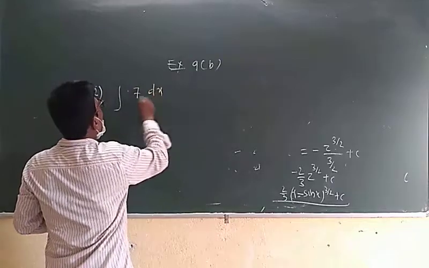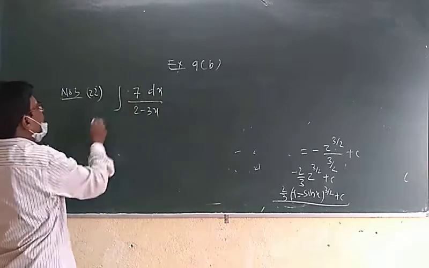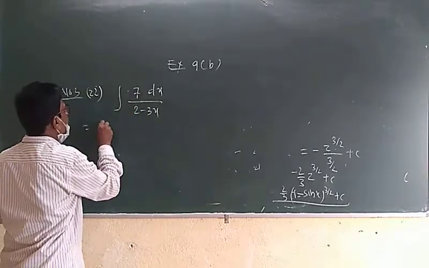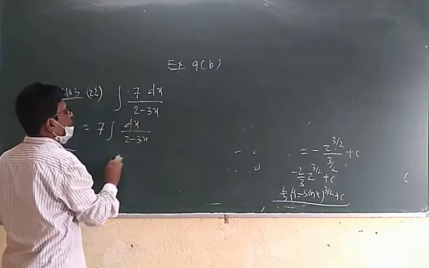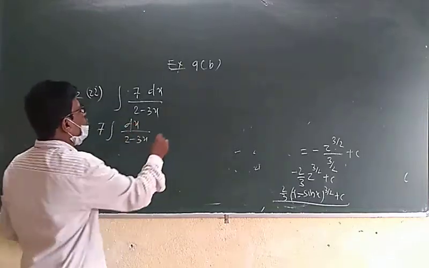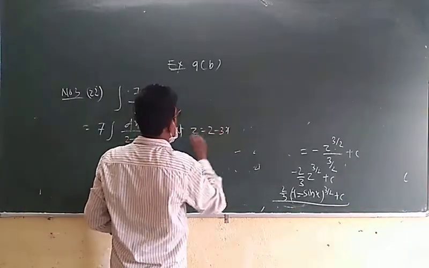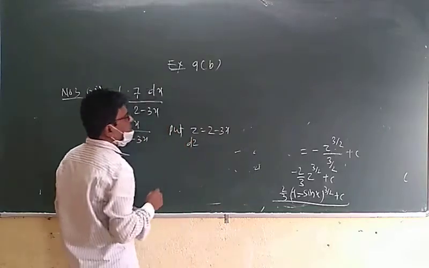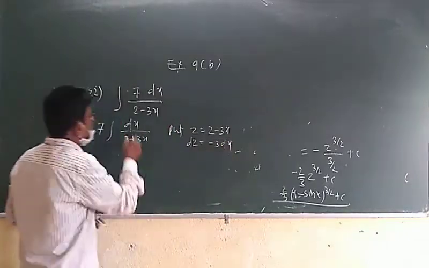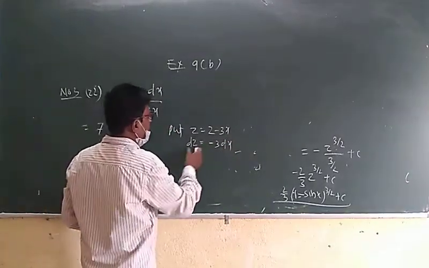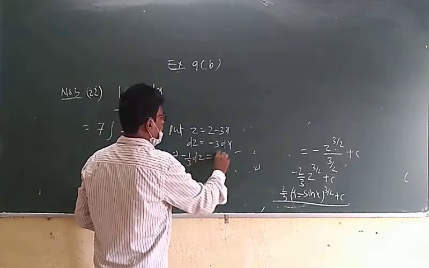Integration of 7 dx by 2 minus 3x. You look, 7 is a constant, taking it outside of the integration. dx by 2 minus 3x. Put z is equal to 2 minus 3x. Look at dz, the derivative of z: 2 is constant, derivative 0, so minus 3 dx. There is only dx present, so minus 3 is divided into dz. That is minus 1 by 3 dz is equal to dx.